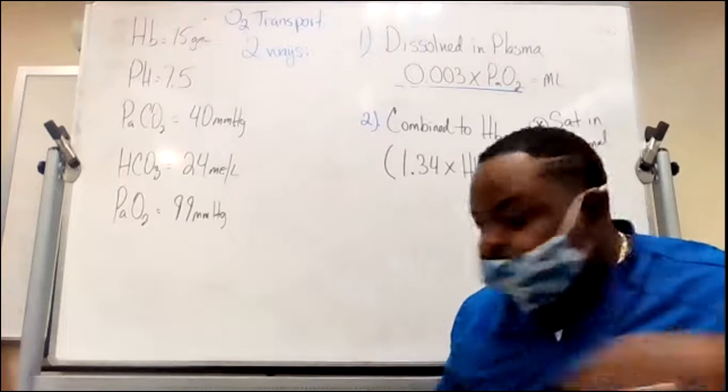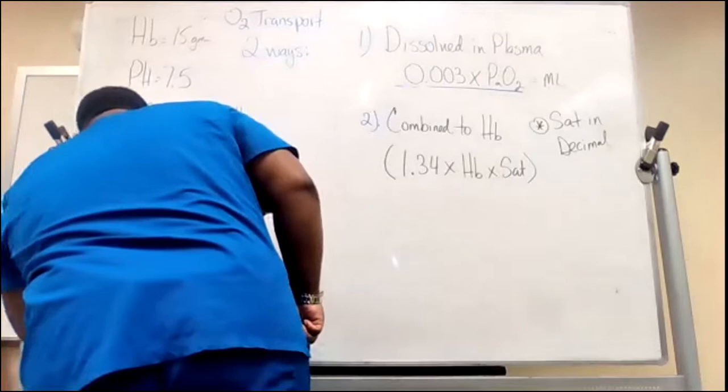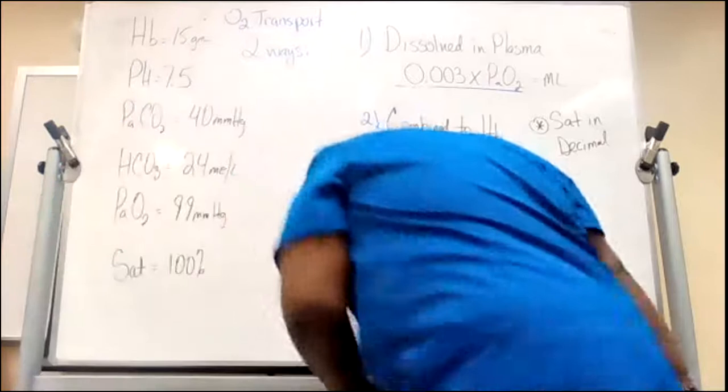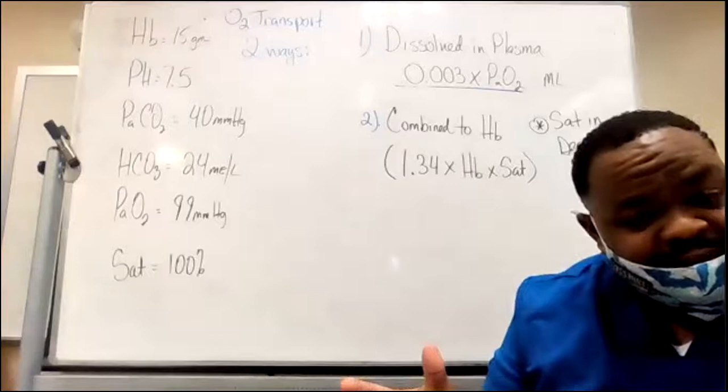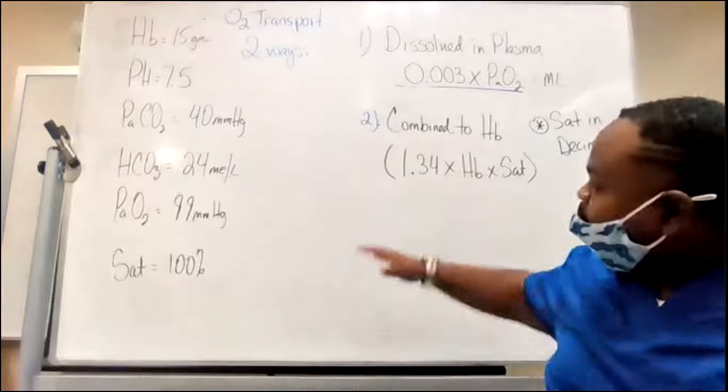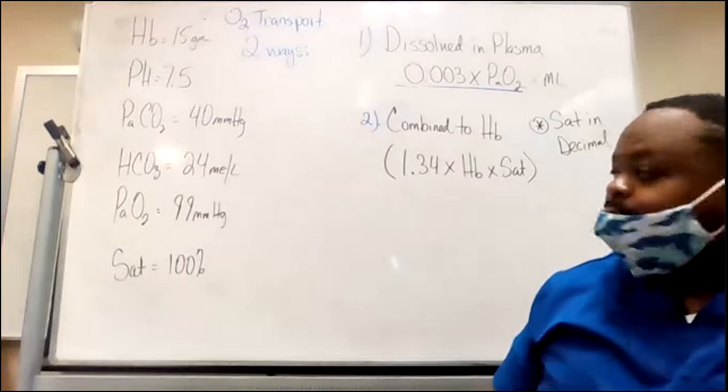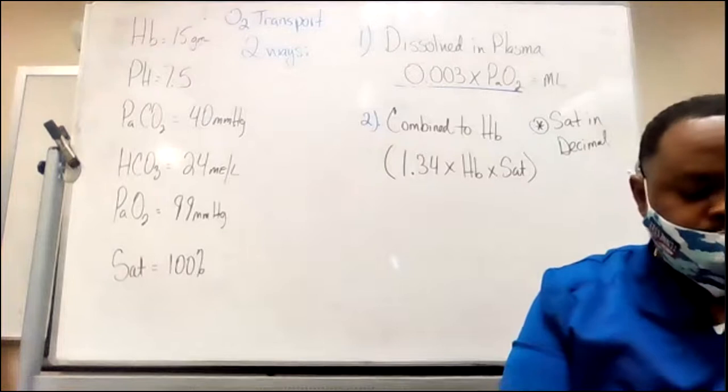Oh, I didn't give you it. Hold on. His sat is 100%. All that will come on your ABG except for the hemoglobin. So you have to get a CBC to get the hemoglobin, and then you have to get an ABG to get these values in order to work out this problem. So put it in the chat and we'll see. Let me work it out.